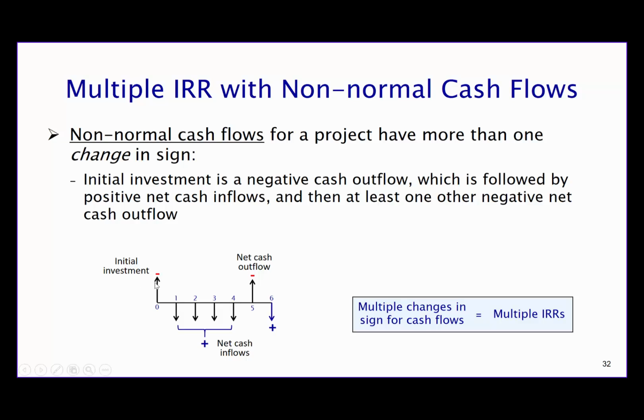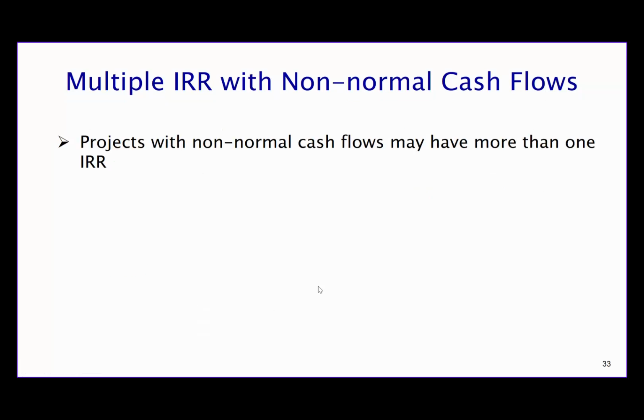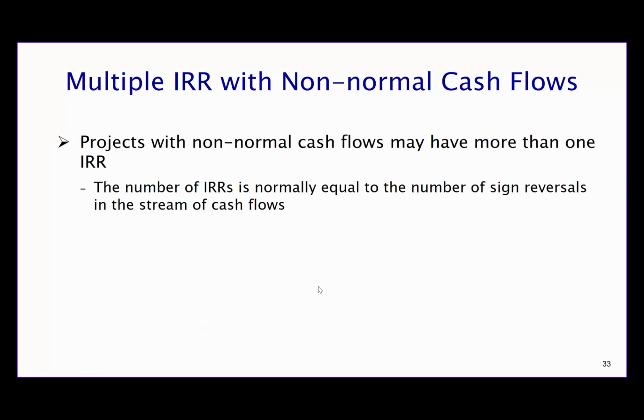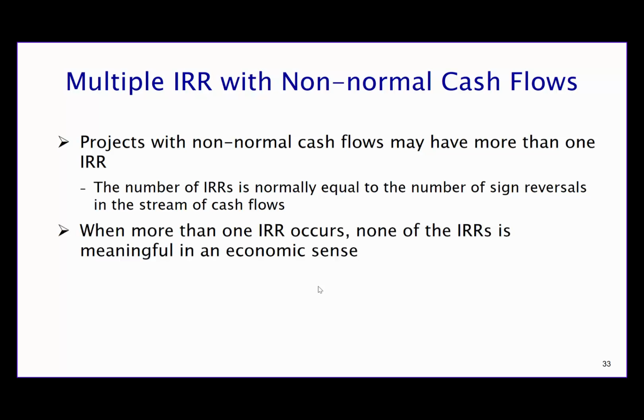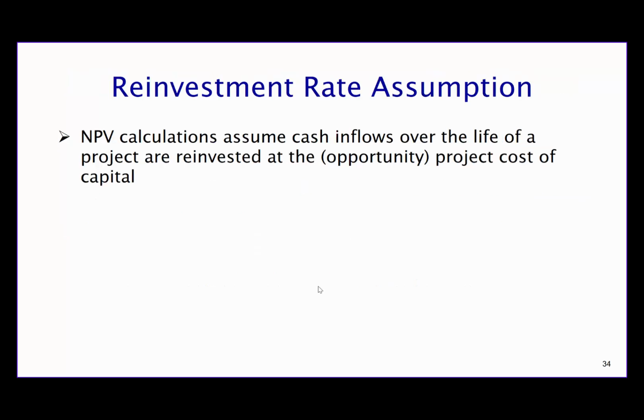Simply make that a negative cash flow, add the present value of these cash flows, subtract the present value of that cash flow, and add the present value of that cash flow. So the NPV handles this with no problem whatsoever. So projects with non-normal cash flows may have more than one IRR. The number of IRRs is normally equal to the number of sign reversals in the stream of cash flows. When more than one IRR occurs, none of the IRRs is meaningful in an economic sense. Use the NPV method for the non-normal cash flows. Just change the sign on those cash flows that are negative.